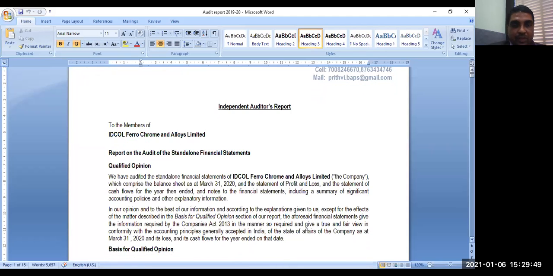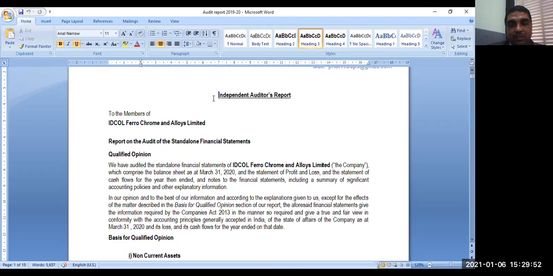Yes, sir. You see, this is called the title. Subsequently we will be learning how audit reports are made and the detailed components of an audit report. Right now, I am giving you a brief. This is called the title of the audit report. Every audit report should have a title like this: independent auditor's report, or report of an independent auditor. It must have an address, it must be properly addressed. Here, it is addressed to the members of a particular company. Okay, report on the audit of the standalone financial statements.